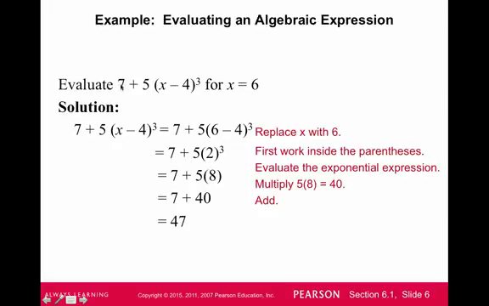So let's give an example where we're going to evaluate an algebraic expression. We have this expression: 7 plus 5 times the quantity x minus 4, to the third power. And we're going to evaluate that for x equal to 6. That means everywhere we see an x, we're going to plug in 6 and evaluate it. So the first step is to just plug in 6 right there. We work in the innermost parentheses first, so 6 minus 4 is 2. Then we take 2 to the third because that's the exponent. 2 to the third is 2 times 2 times 2, which is 8. Then we do the multiplication, 5 times 8, which is 40, and the addition last to get 47.